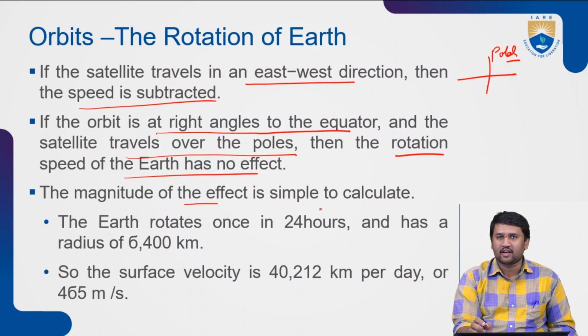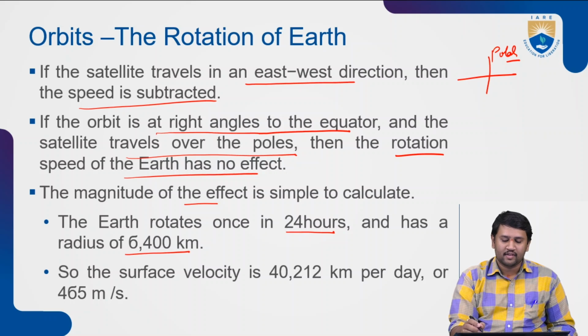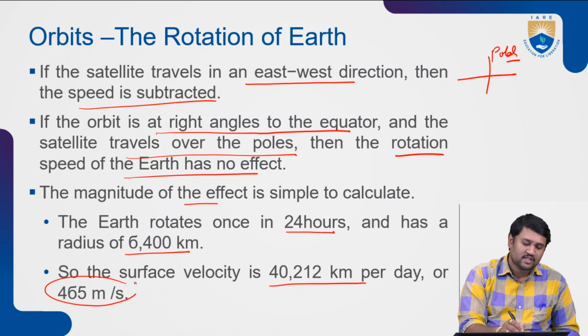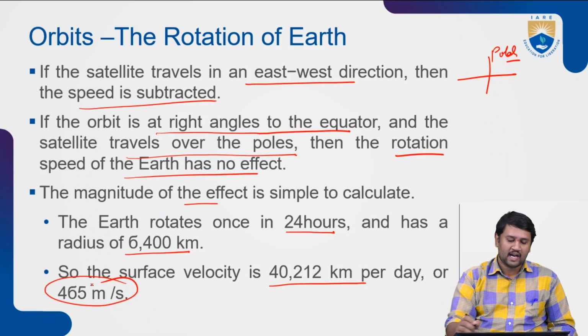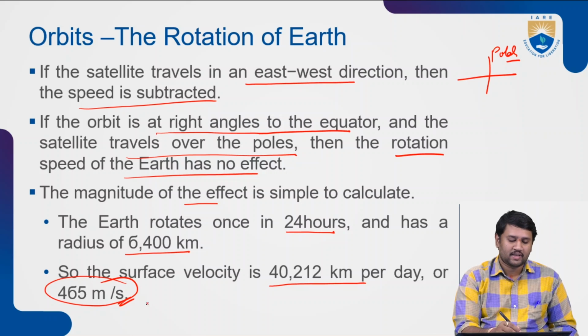Now, the magnitude of the effect is very simple to calculate, as the Earth rotates once in 24 hours and it has a mean radius of 6,400 kilometers. The surface velocity, if you calculate it, will be around 40,212 kilometers per day, or 465 meters per second. Now, the addition of this component is a large, significant value while considering launch vehicles, particularly launch.